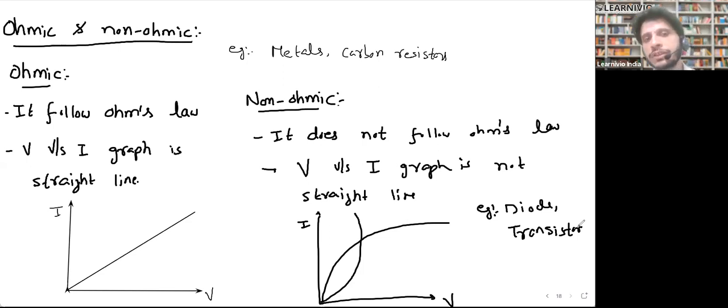Note it down. Then we will start resistance. What is resistance exactly? Tell me once you have noted. Right, sir. Okay.